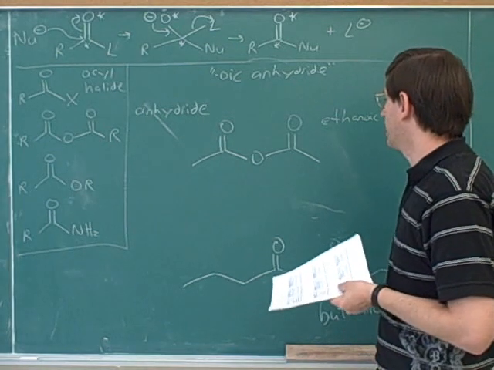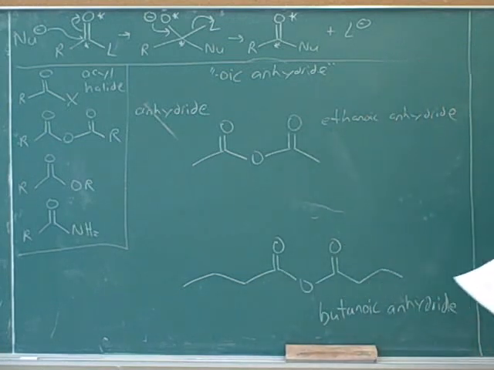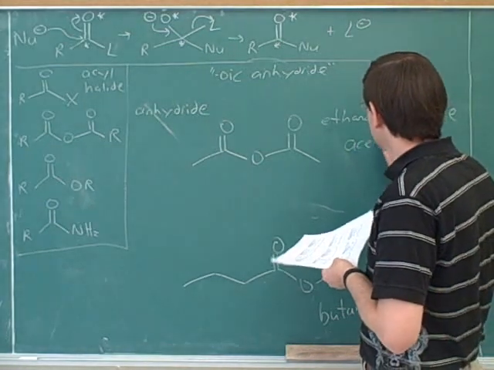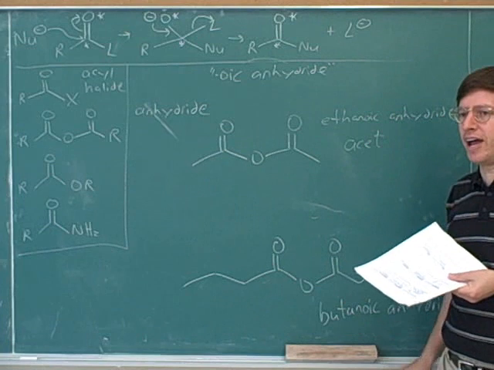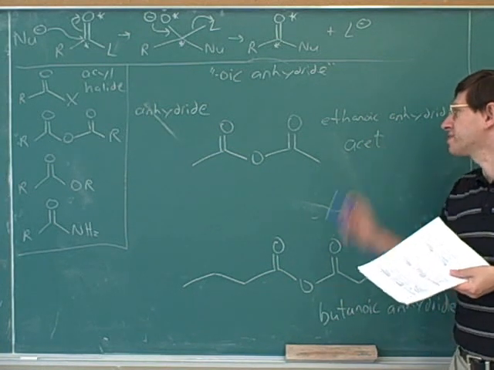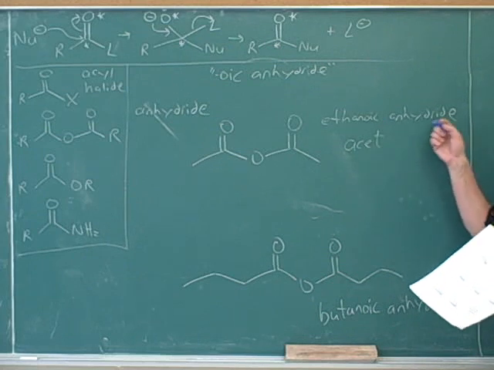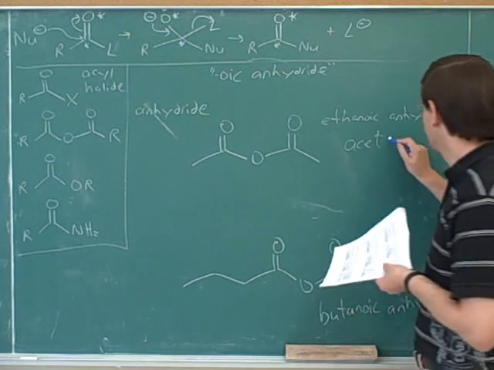What root would we use in the common system here? Instead of using eth, what would be the common root? The acid. Right, acet. It's good that you're remembering that, again, except for acetone, acet means two carbons. Now, unfortunately, oftentimes the suffix is a little bit different for common systems as well. This is not called acetanoic anhydride. It's just called acetic anhydride.